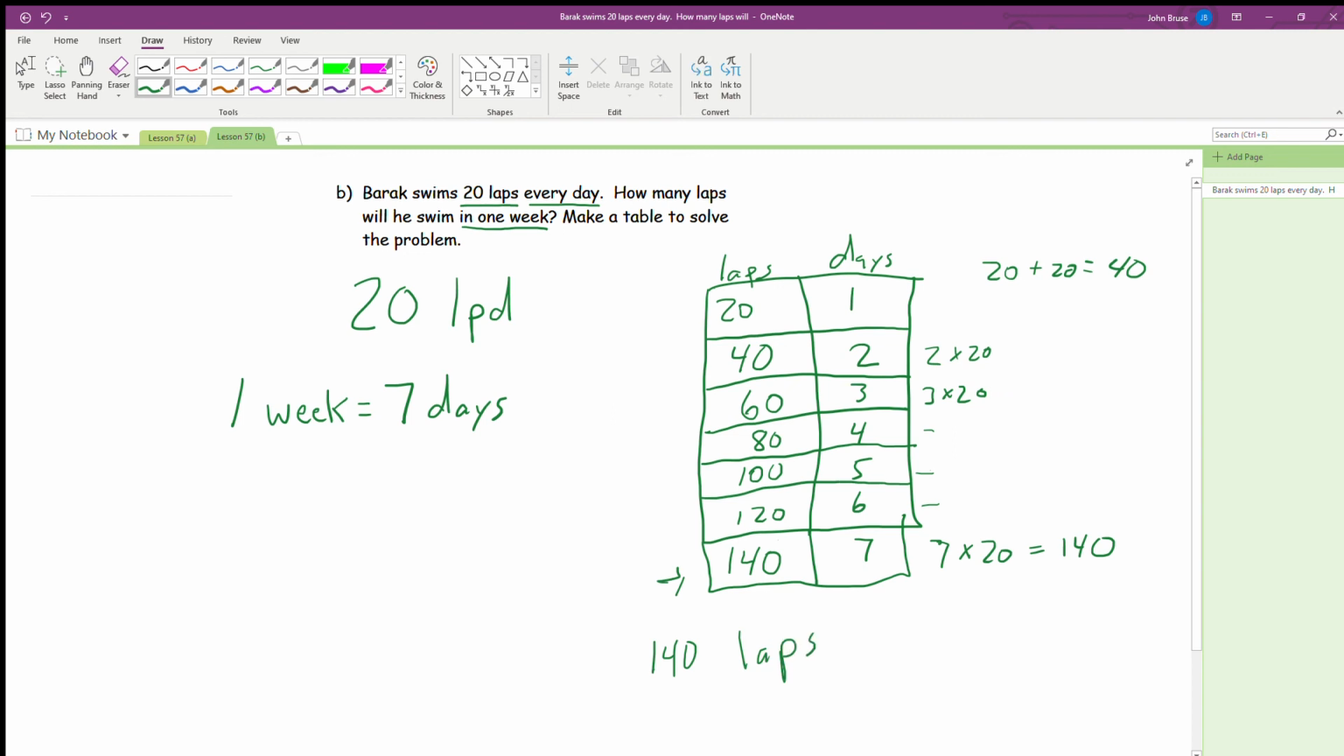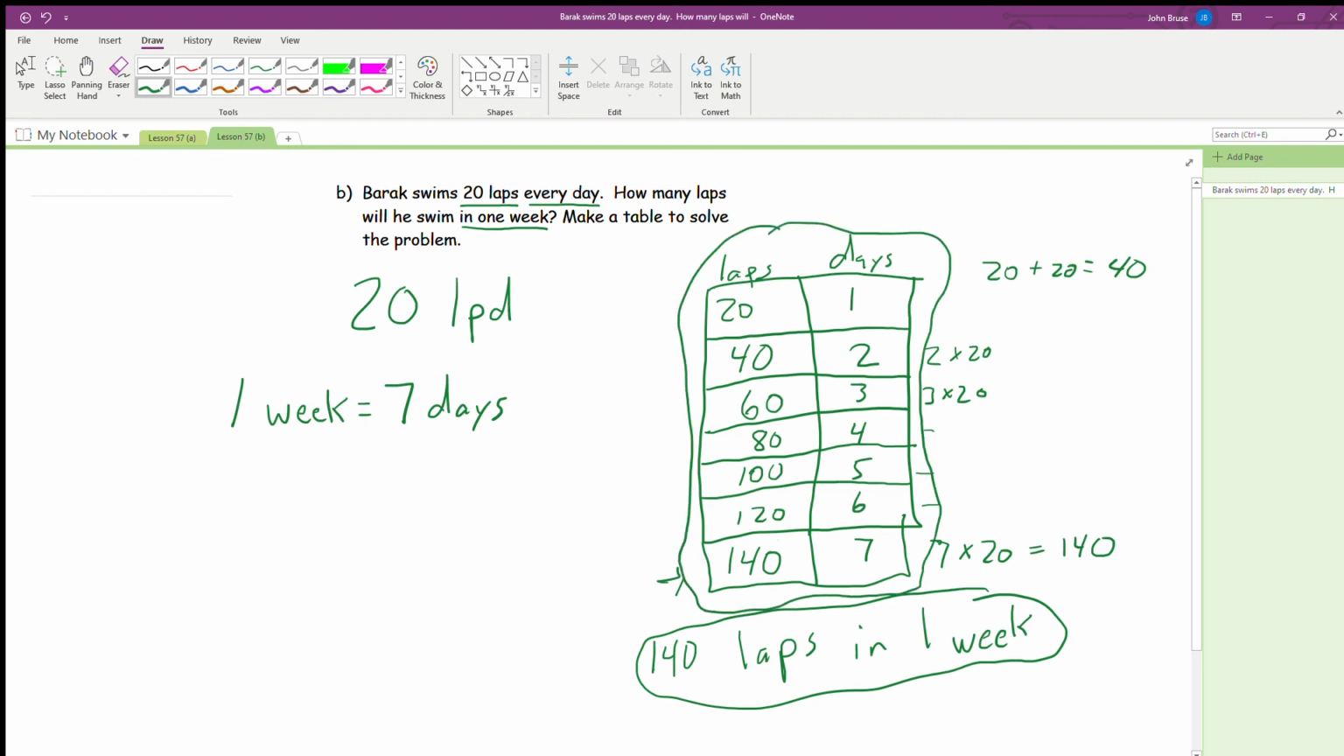Laps in 1 week. And that's our answer, but it also wants us to draw a table. So I'm going to circle my table too, because that's part of my answer. All right, there you go. And that is all for lesson 57.